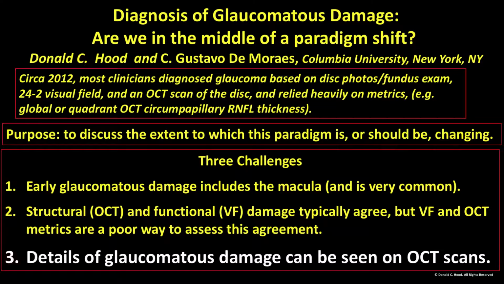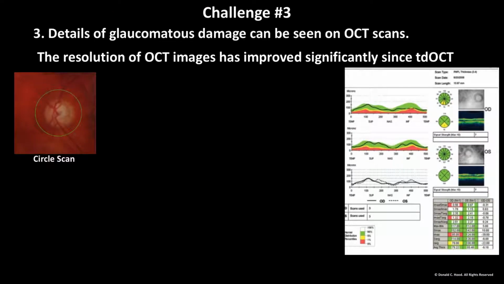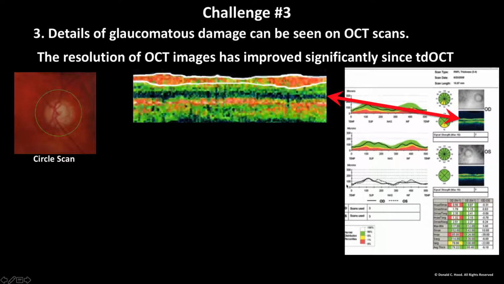Okay, challenge number 3. Details on glaucomatous damage can be seen on OCT scans. So what do we mean by this? Well, here's the original time domain Zeiss report that most of us used if we were using OCT 10 years ago. And here's what the image looks like. It's very small here. You can see why it's small. If you saw the quality of this image, you wouldn't believe that this report and that machine did as well as it did. And it did do well, right?